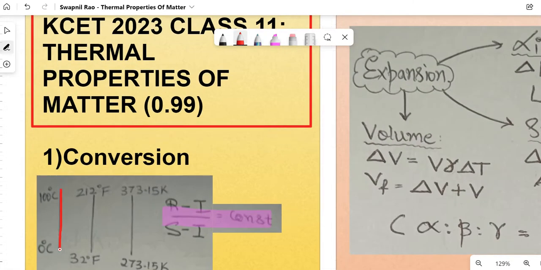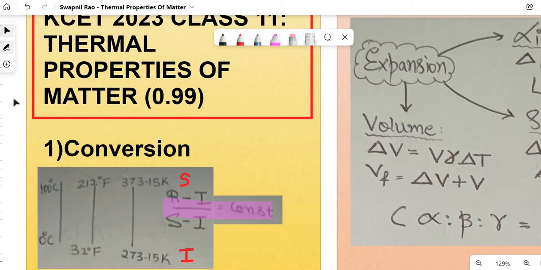So as you can see, I've written the steam point and the ice point for all of them over here. So this would be the steam point and this would be the ice point. I'll just be going down a bit. So the steam point for degree Celsius would be 100 degrees Celsius, and for Fahrenheit it would be 212 degree Fahrenheit, and for Kelvin, as you know, it would be 373.15. So ice point is 0 degree Celsius, 32 degree Fahrenheit, and 273.15 Kelvin.